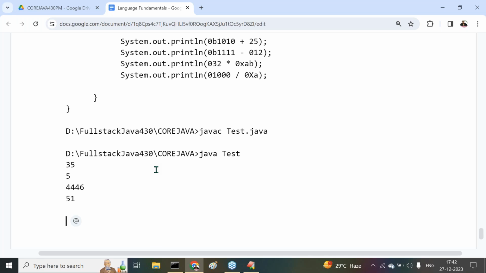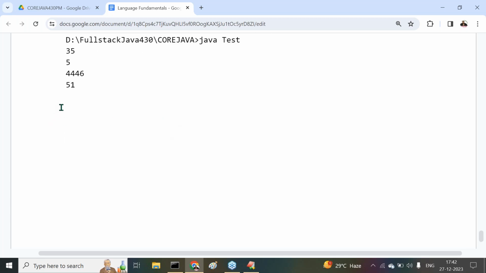So overall, what exactly have we completed here? Number systems, that part we completed. Next, after understanding this, tell me, how many topics are available inside language fundamentals? Five topics are available. What are the five topics? First one is tokens. Next is data types. Next is typecasting. Next is Java statements. Last one is arrays. These are the five topics.